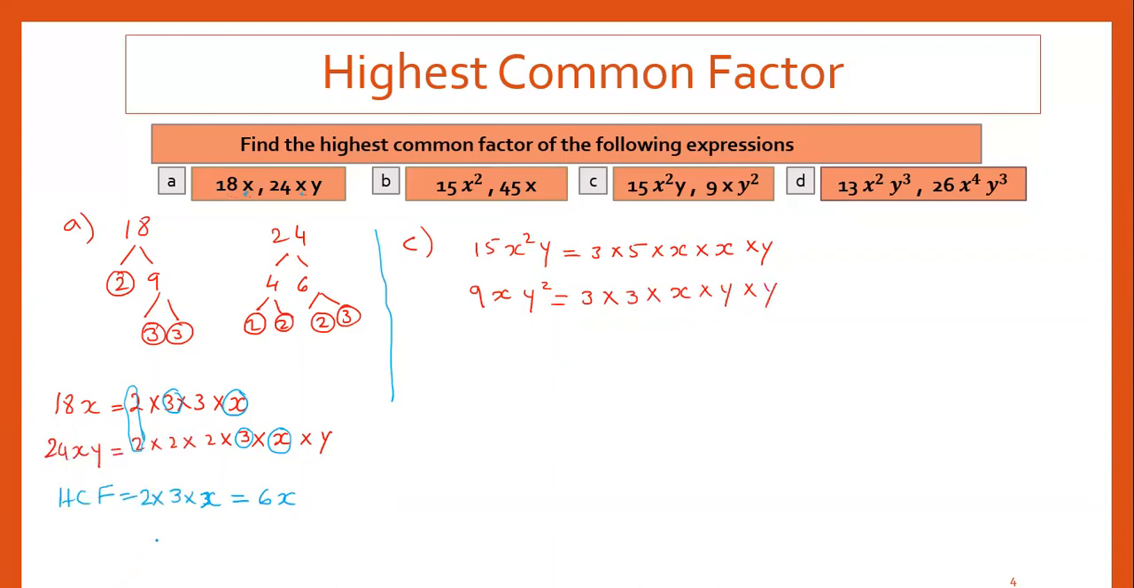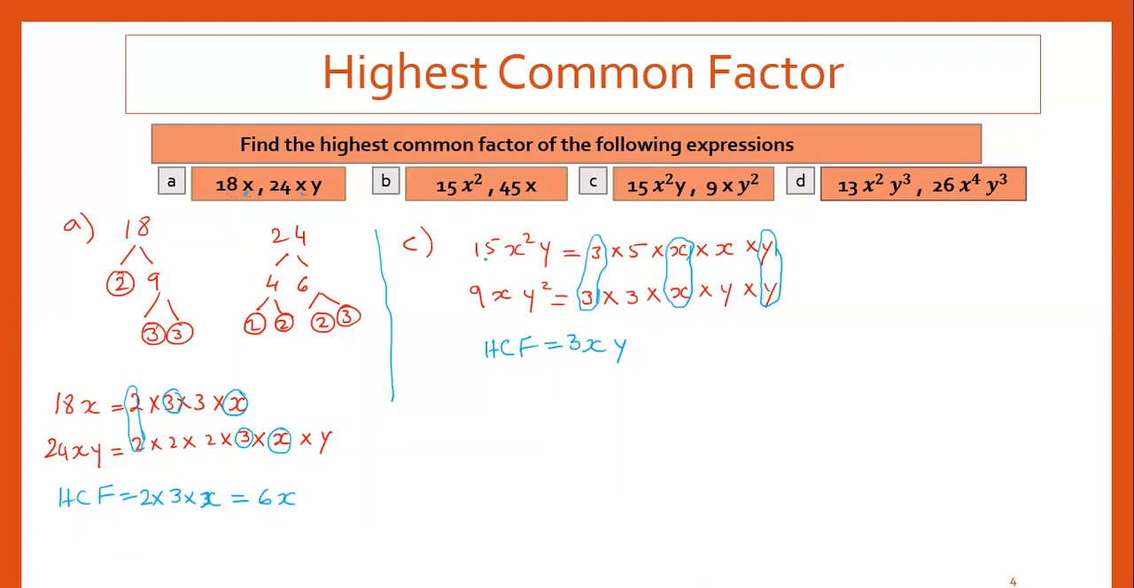To find the highest common factor, that should not be a problem. I'm going to take everything that I have in common. I have a 3, nothing else when it comes to numbers. We have an x, and we have y. So the highest common factor between 15x squared y and 9xy squared is 3xy.